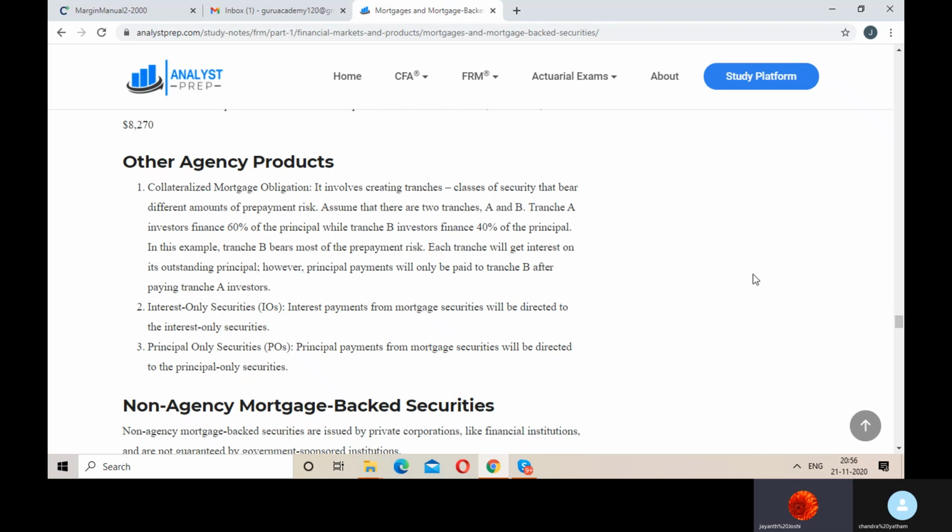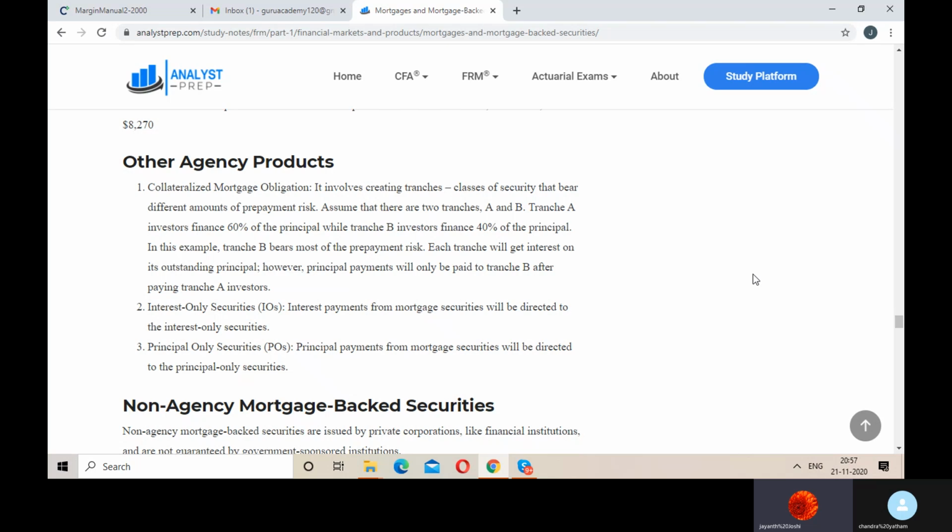Okay. So other agency products, collateralized mortgage obligation. It involves creating tranches, classes of security that bear different amounts of prepayment risk. Assume that there are two tranches A and B. So you have a very good idea about what tranches are. Tranche A investors finance 60% of principal while tranche B investors finance 40% of principal. In this example, tranche B bears most of the prepayment risk. Why? Because it's a B tranche. Not only because it is B tranche, but because of the data they have given, it bears most of the prepayment risk.